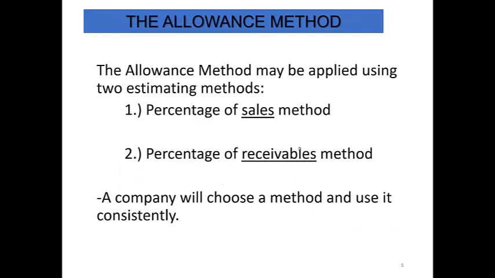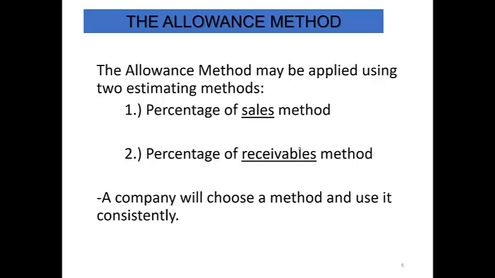Now, when we use the allowance method, there are two ways to estimate the bad debt at the end of each year when we are doing our adjusting entry. The first one is by taking a percentage of our sales. That's the percentage of sales method. So we're basing our estimate on the amount of sales for the year. Or we can base our estimate on the amount of receivables that we have at the end of the year. That's called the percentage of receivables.